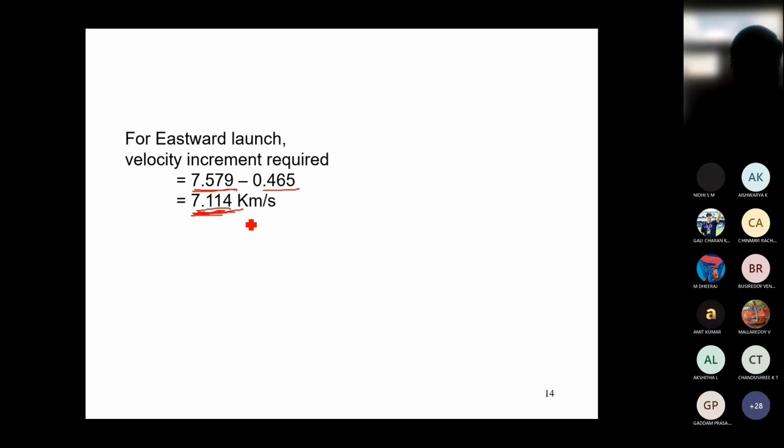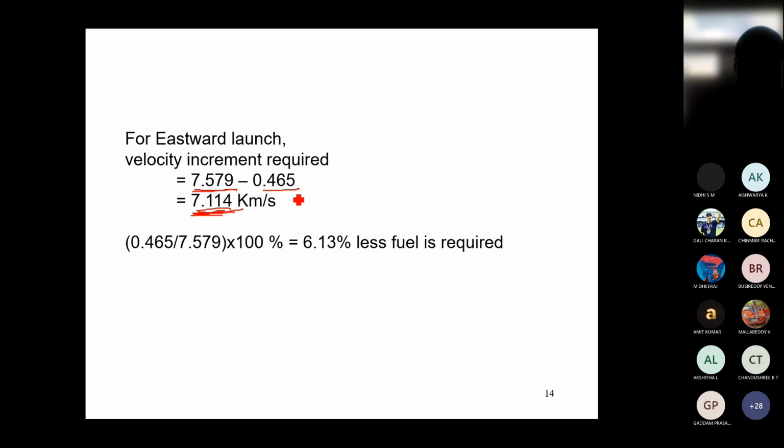Now, how much fuel is saved? How can we calculate the amount of fuel saved? This is the amount of velocity we saved, because by default we are getting this velocity because of the earth's rotation. So that is the saved velocity. The saved velocity divided by the required velocity, times 100, gives the percent. So 6% fuel we have saved.